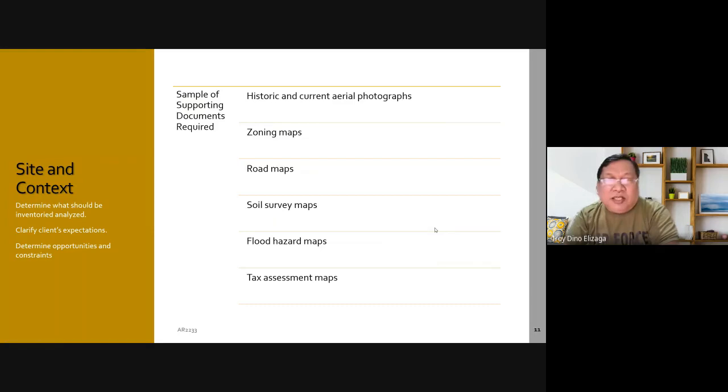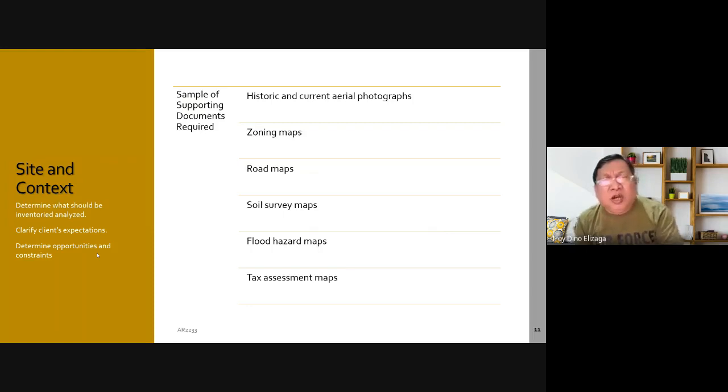When we talk about site and context, we're actually talking about all of these documents, which we already discussed before: historic and current area photographs, zoning maps, road maps, soil survey maps, flood hazard maps, tax assessment maps. So you determine what should be inventoried and analyzed, and then you clarify clients' expectations and determine opportunities and constraints.